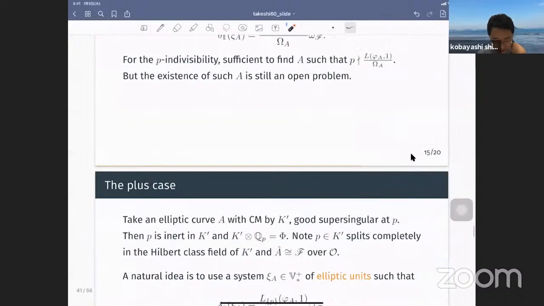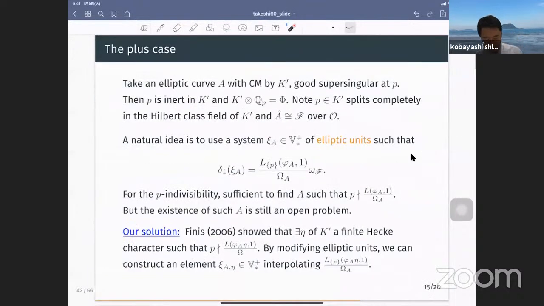Yeah, maybe it exists, surely it exists, but we cannot prove it. And our solution is to use Finis's result. Finis shows that if we take some finite character eta, then the L-value is p-indivisible.